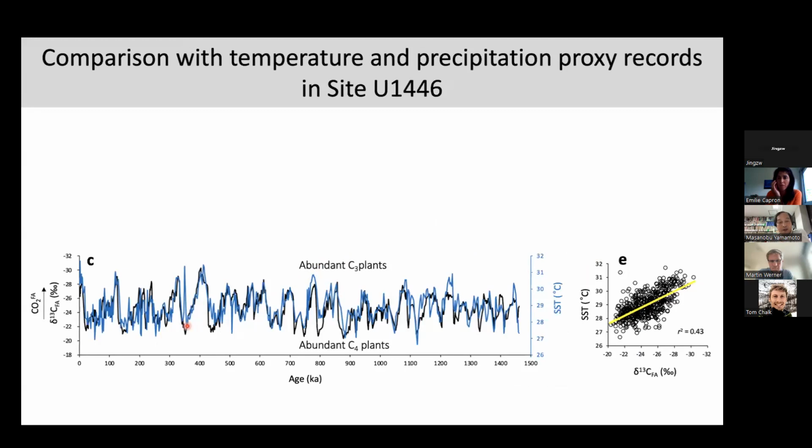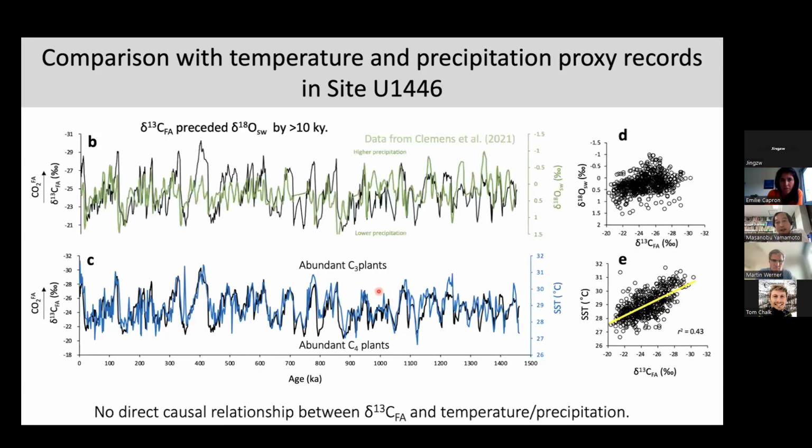We also compared the carbon isotopic composition with temperature and precipitation proxy records at the study site. The black one indicates carbon isotopic composition, and the blue one is the sea surface temperature based on TEX86. You can see C3 plants were more abundant in interglacials when the temperature was higher. This relationship is opposite to what is expected physiologically, so we think that temperature is not a major factor affecting the C3, C4 vegetation.